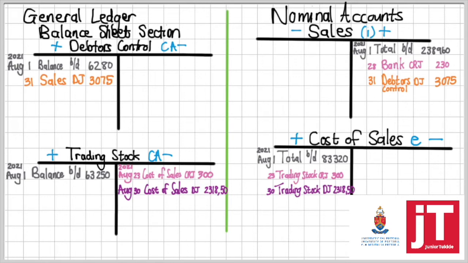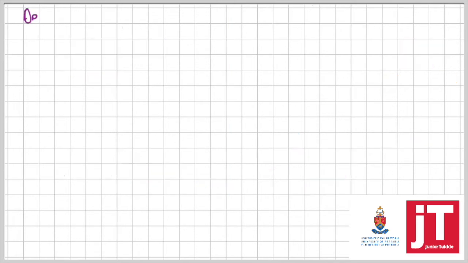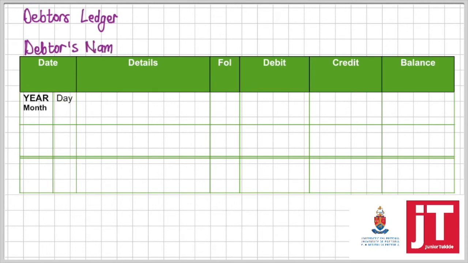So I hope this is a bit of a crash course, but I hope you guys understand what is happening. Then we have to also post to the individual accounts of each debtor, and that is then the debtors ledger. Now the layout of the debtors ledger looks as follows, and this is a new ledger for you guys.